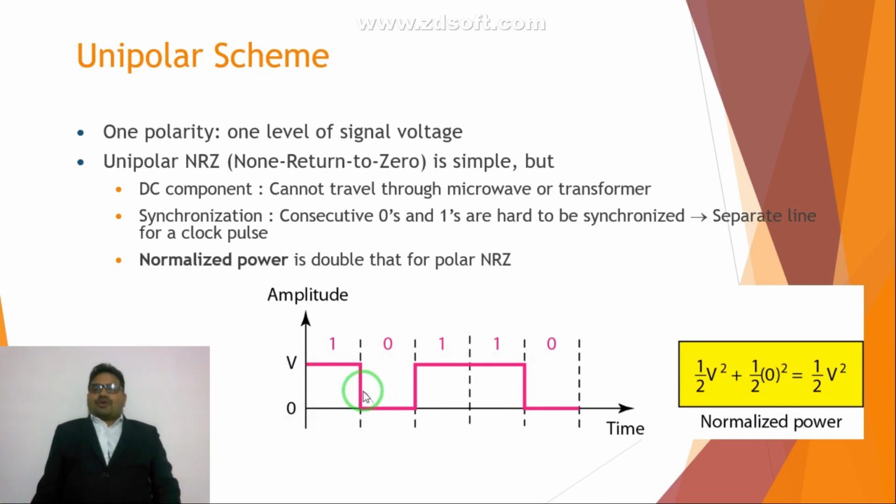0. So if consistent or continuous values of zeros and ones are there, then what is going to happen, guys? It is going to show you continuous 0 voltage. And if 1 is there, it is going to show you continuous 1. Due to which, the DC component is going to be introduced, which can't be passed through a microwave or transformer. And remember, consecutive zeros and ones are hard to synchronize. So we require a separate line for a clock pulse for transmitter and receiver purposes.